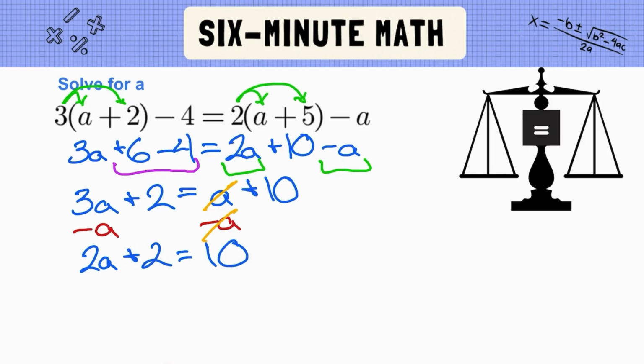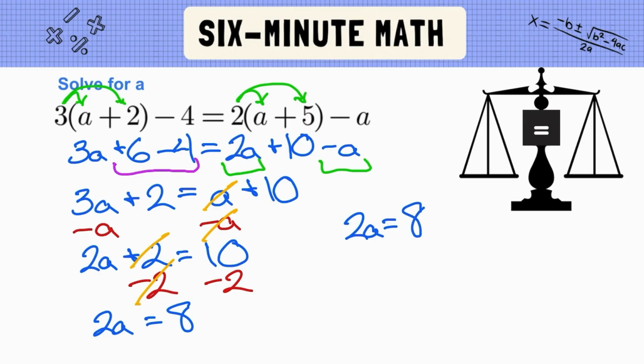I need to get rid of this plus 2 now. So we use our opposite operation of subtracting by 2. And what do I have left? I have 2a, positive 2, negative 2 cancel out. And that's going to equal 10 minus 2 is 8. On to my last step here, where I'm going to divide by that coefficient of 2 in this case to cancel out, leaving me with a equals 4, 8 divided by 2 is 4.